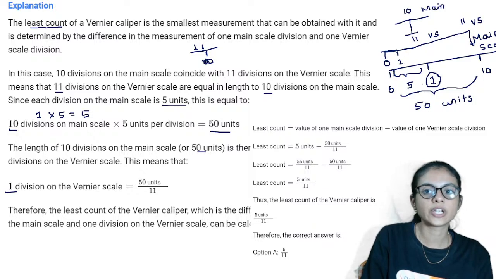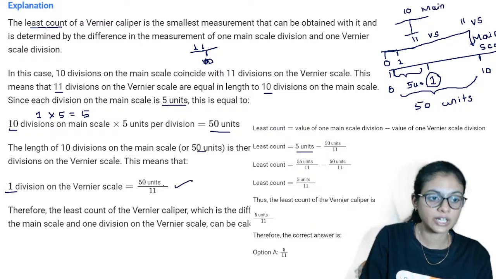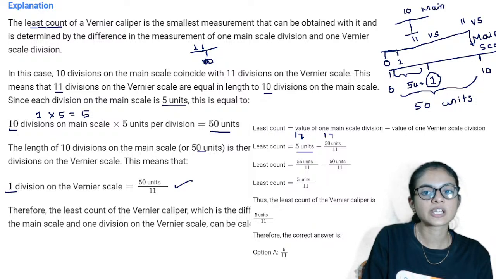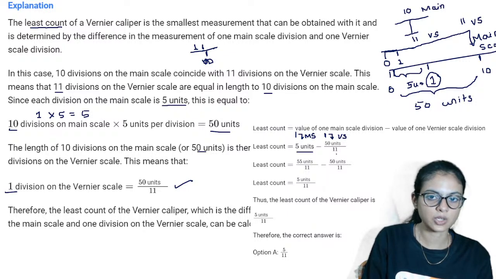If I say this also unit, this also unit, you'll get confused. So I can conclude that 5 units is equal to 1 centimeter or 1 meter. So 1 unit of main scale is equal to 5 units, and 1 division of vernier scale is 50 by 11 units. Now can you understand? 1 division of main scale is 5 units. 1 division of vernier scale is 50 by 11 units.